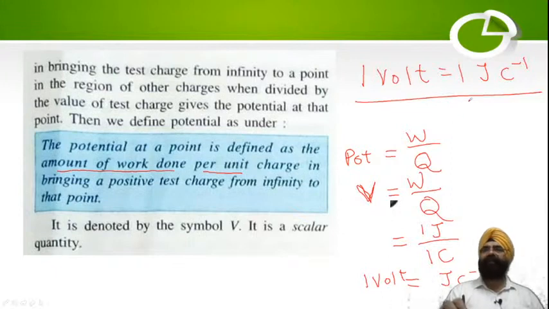What is that? If 1 joule of work is done in bringing 1 coulomb of charge from infinity to a point, then we say that the potential at that point is 1 volt. Easy, everybody understood? And this also is a scalar quantity.